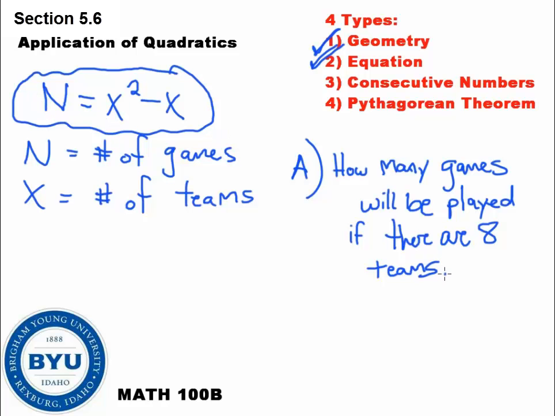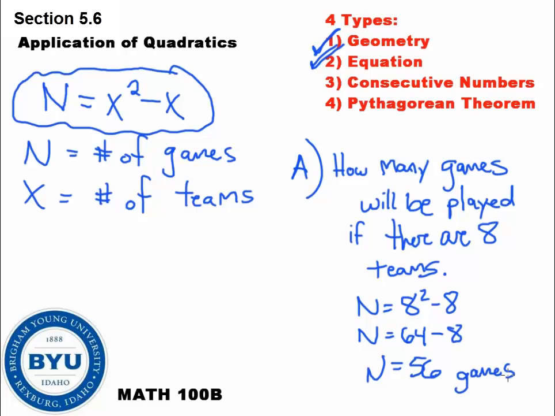Well, they said there's 8 teams. And so we would plug it in for x. So I get n equals 8 squared minus 8. So n equals 64 minus 8, which means n equals 56 games. So in the tournament, there would be 56 total games under this situation for them to all play each team twice. So that's pretty easy. That's just plugging in the number 8 and getting it.